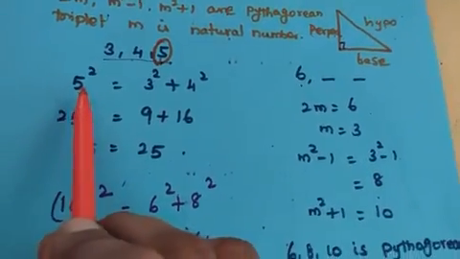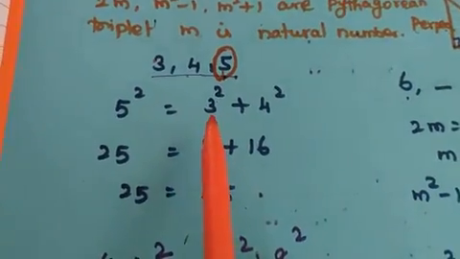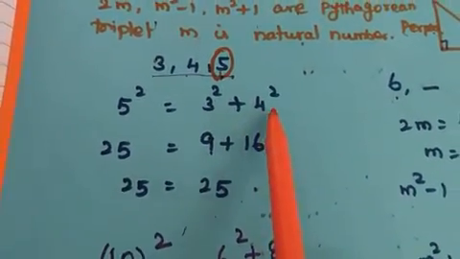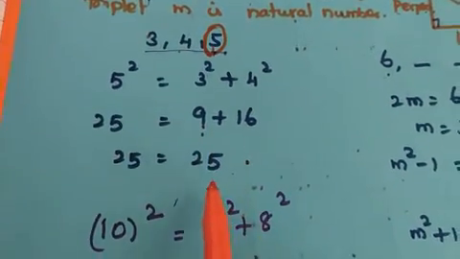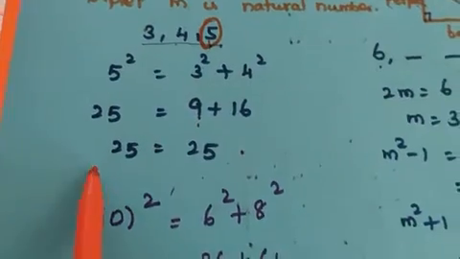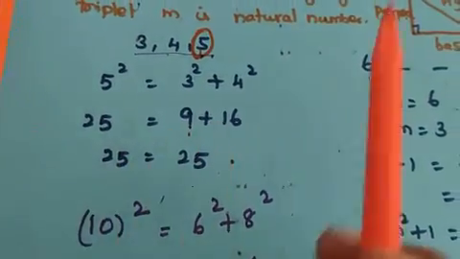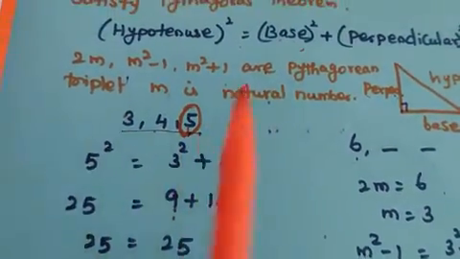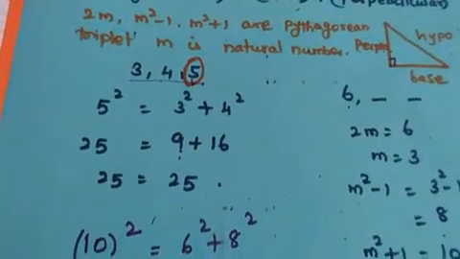So what is the value of 5 squared? That is 25. And 3 squared is 3 into 3, that is 9. Plus 4 squared is 16. If you add 16 plus 9, you will get the answer 25. Both ways we are getting the same number. So it is satisfying the Pythagoras theorem. So it is a Pythagorean triplet. We can say 3, 4, 5 is a Pythagorean triplet.